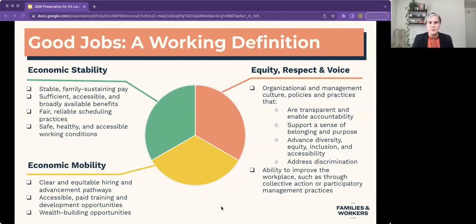As you can see here, in brief, a good job offers, first of all, economic stability, including family-sustaining pay and benefits. Second of all, economic mobility, including things like access to training and advancement. And third, equity, respect, and a voice in the workplace. We are excited that there's growing consensus about what a good job is and growing momentum to make every job a good job. But of course, we can't address what we don't measure.